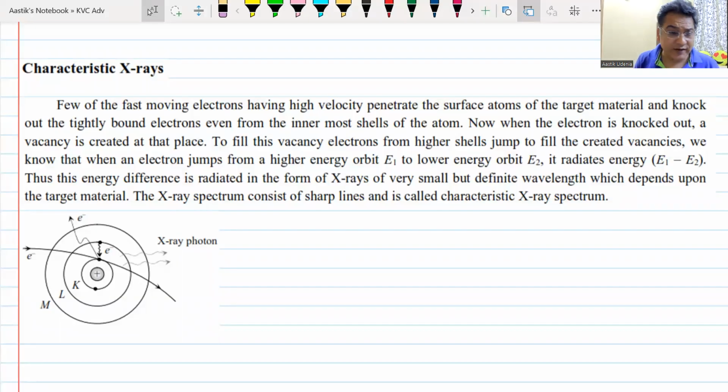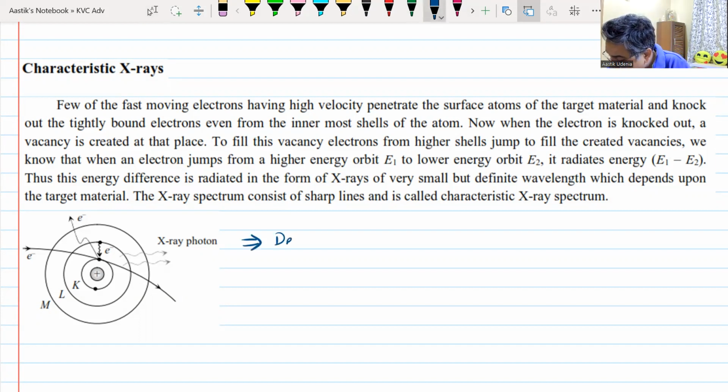Then we have the next type of X-rays, my dear friend, which is known as characteristic X-rays. Now, this X-ray depends on the target metal.